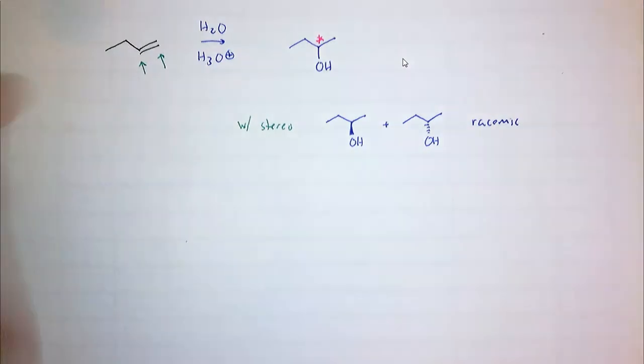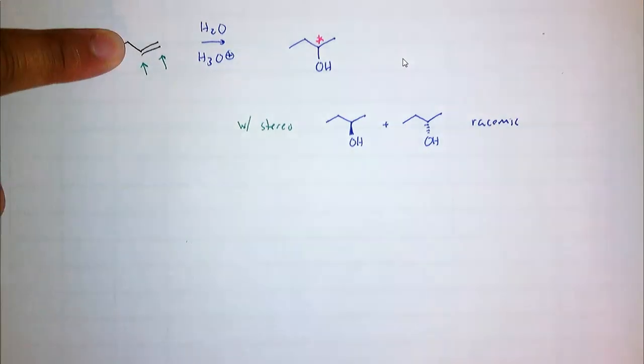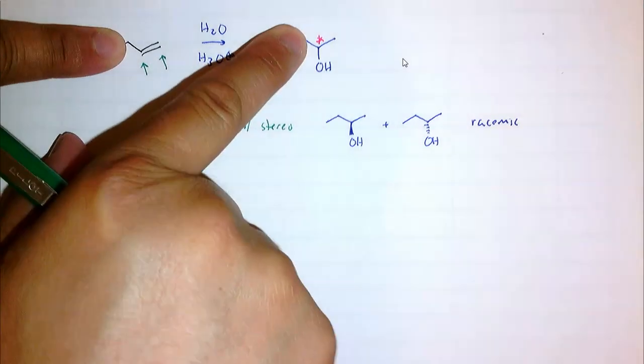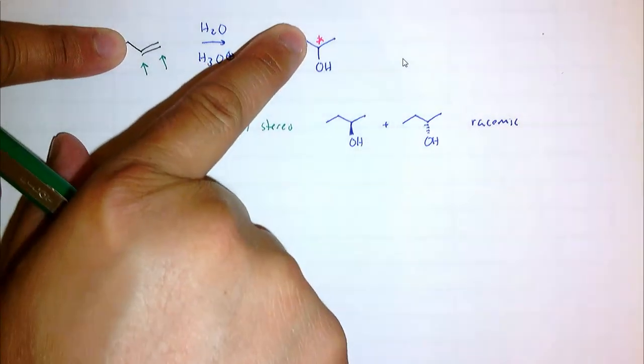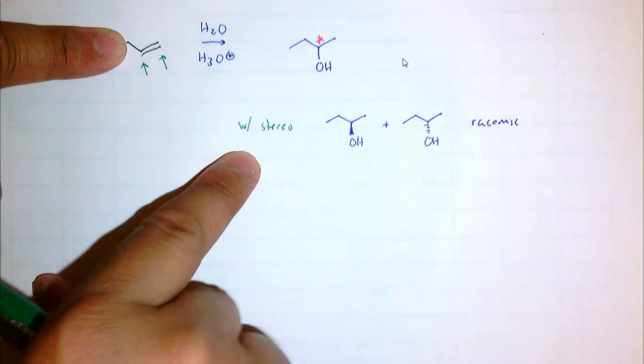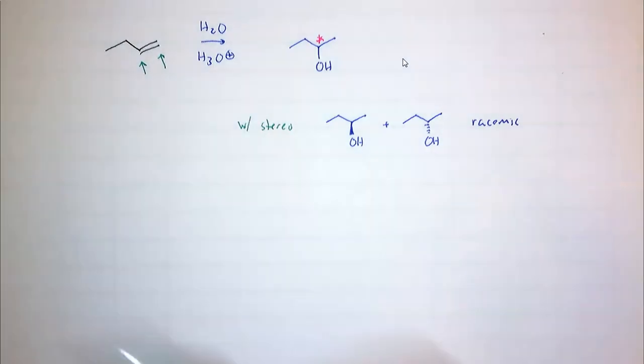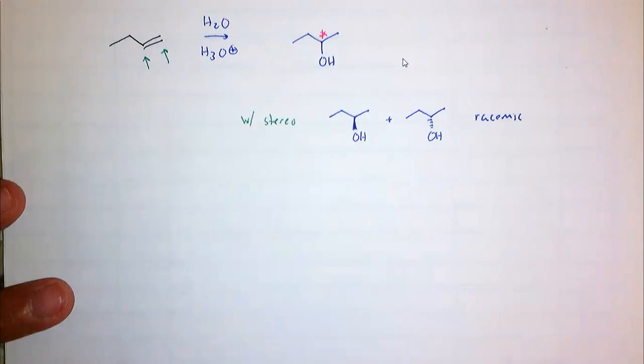Now again, if I got rid of this methyl group, then the product would be like that, and there's no chiral carbon, and you should never draw wedges and dashes, even if I ask you for stereochemistry. Because there would be no stereochemistry. Mechanism.